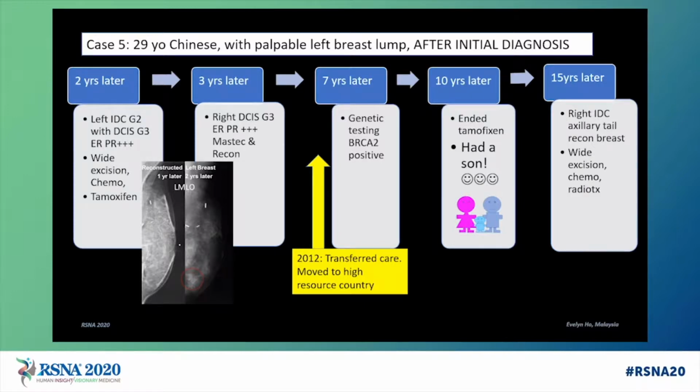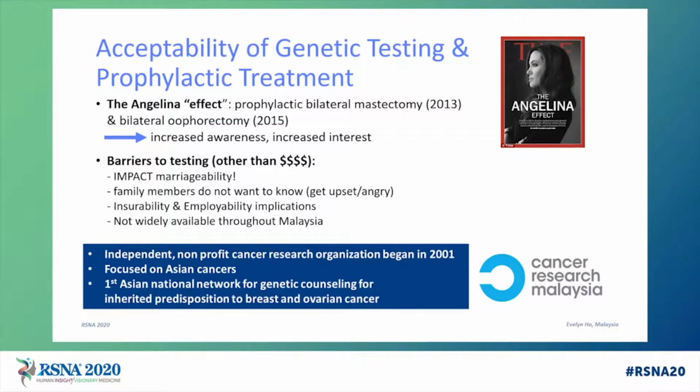We continue to remain in contact despite her move overseas to follow her husband because of work reasons. The Angelina effect has increased awareness and interest in genetic testing even in Malaysia. We do see prophylactic mastectomies and oophorectomies now. Barriers to testing other than cost are marriageability, insurability, employability, and availability considerations. I'm happy to report that Cancer Research Malaysia, focused on Asian cancers, now offers genetic counseling for inherited predisposition for breast and ovarian cancers. This brings my tales from Malaysia to an end.